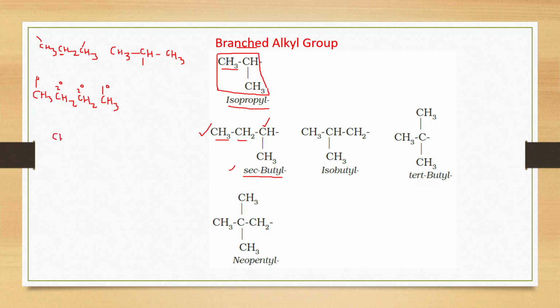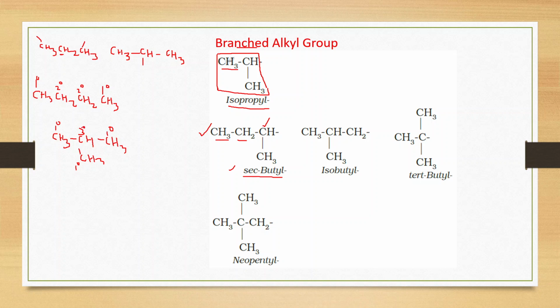Now there is one isomer of butane. I think you are familiar with this. This is called isobutane. Clear? Now again, this is primary carbon, this is primary carbon, and this is primary carbon, but this one is tertiary carbon.